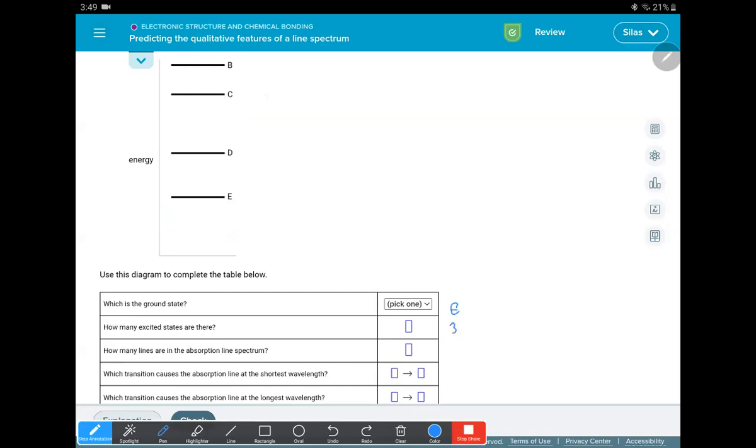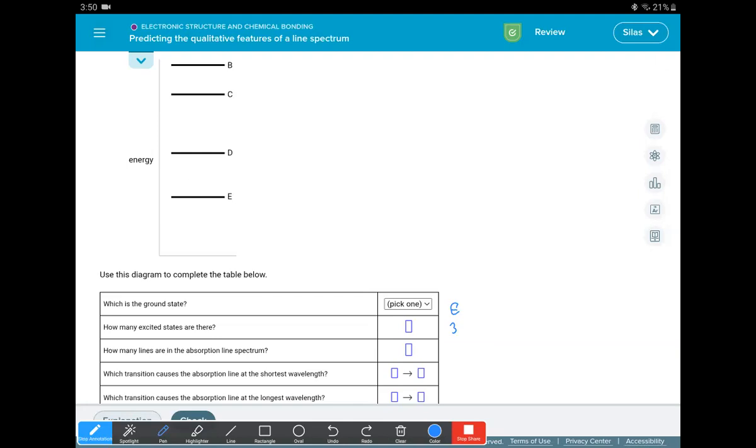Now the next one is a little trickier. How many lines are in an absorption line spectrum? Now, you've probably seen a problem where you had to maybe calculate the wavelength of a transition in a hydrogen atom. Now, that was one specific transition. So the same type of concept applies here. So we're going up with absorption. Make sure you check that question. Does it say absorption, or is it transitioning back down?